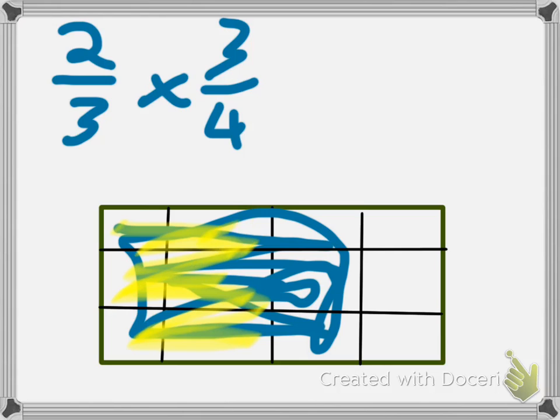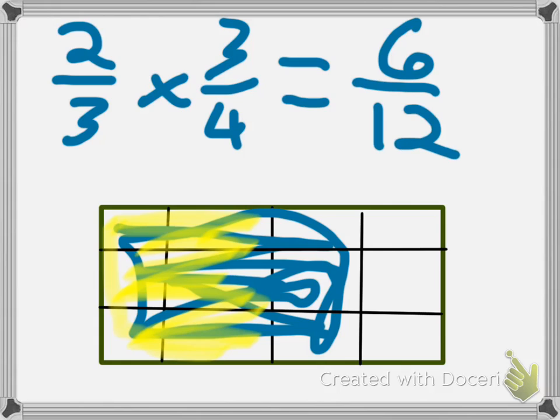So if you look at what's shaded in yellow, there are 1, 2, 3, 4, 5, 6 parts that are shaded, and there are 12 total parts in the pizza. So that tells me that 2/3 of 3/4 equals 6/12. So 6 out of the 12 total pieces of the pizza is what I would be having for dinner that night.